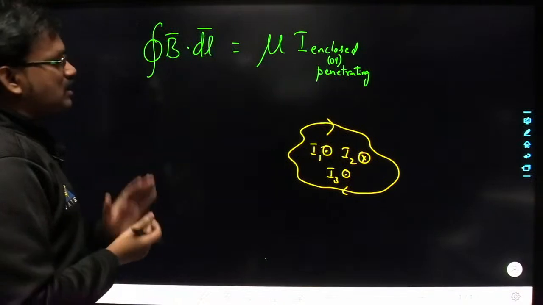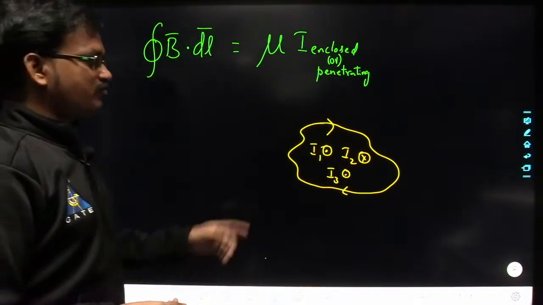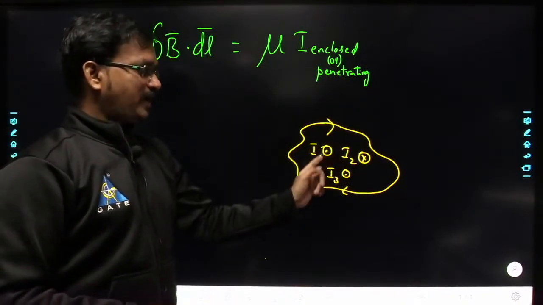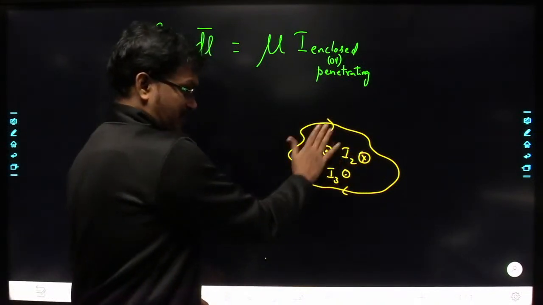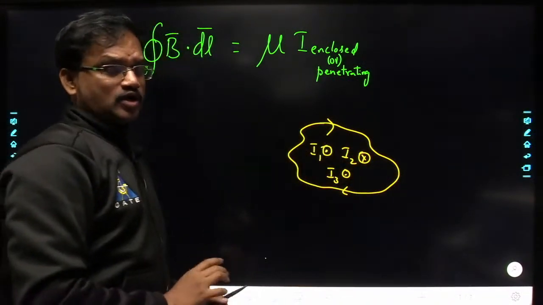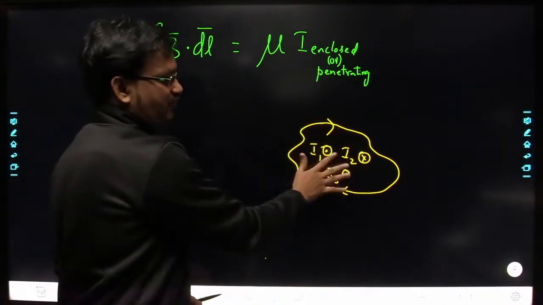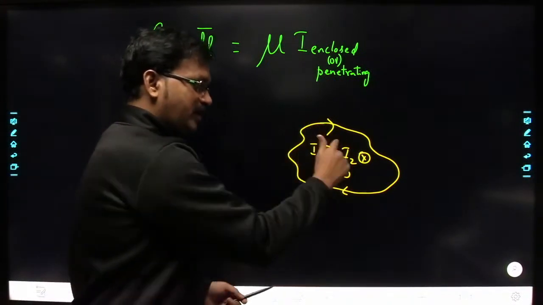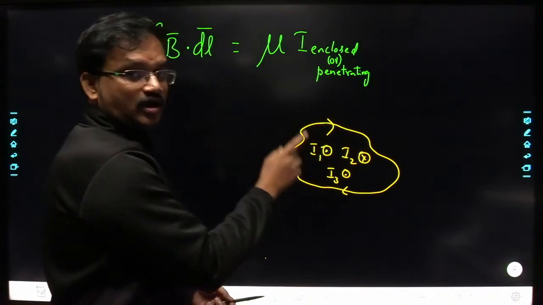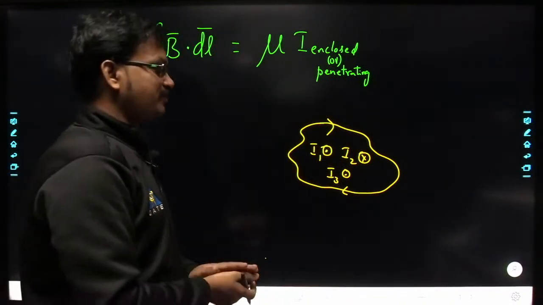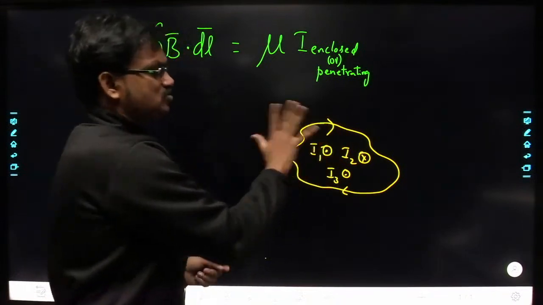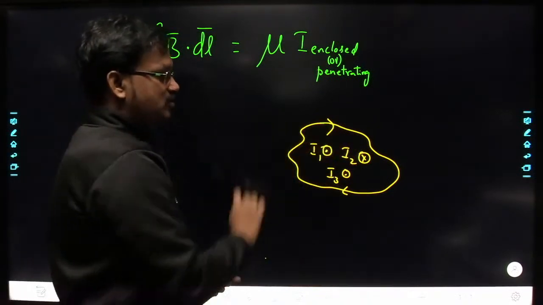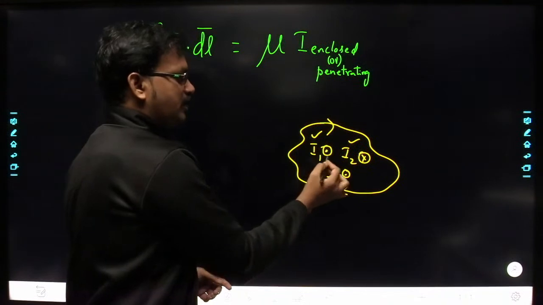Understood? So what Ampere's law is saying: the circulation of B field around any closed loop is equivalent to mu times the current penetrating through the surface enclosed by the closed loop. What are the currents penetrating through this surface? I1 is penetrating out of the board, I2 is penetrating into the board, and I3 is penetrating out of the board. Or I can simply say the circulation of B field around this closed loop is equivalent to mu times the current enclosed by the closed loop, which is nothing but I1, I2 and I3.